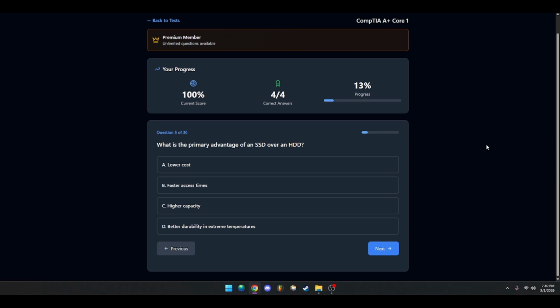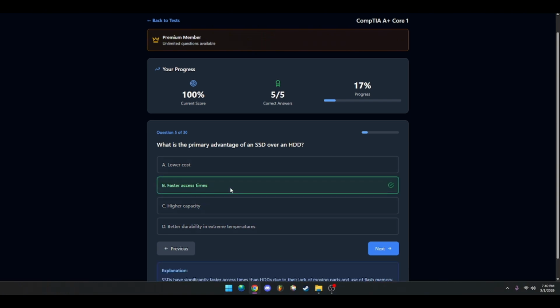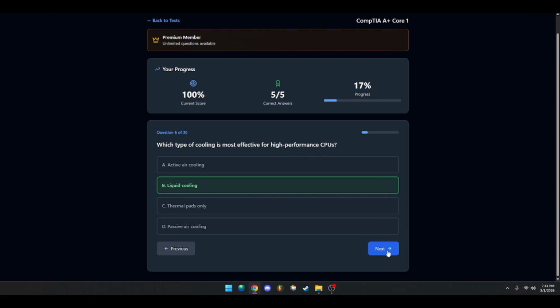What is the primary advantage of an SSD over an HDD? Give you guys a moment. And the answer would be B, faster access times. SSDs have faster read speeds, write speeds than the predecessor HDD, aka hard disk drive. Of course, it's still used in certain applications to this day, but as time goes on, it's becoming more and more obsolete. Let's move on.